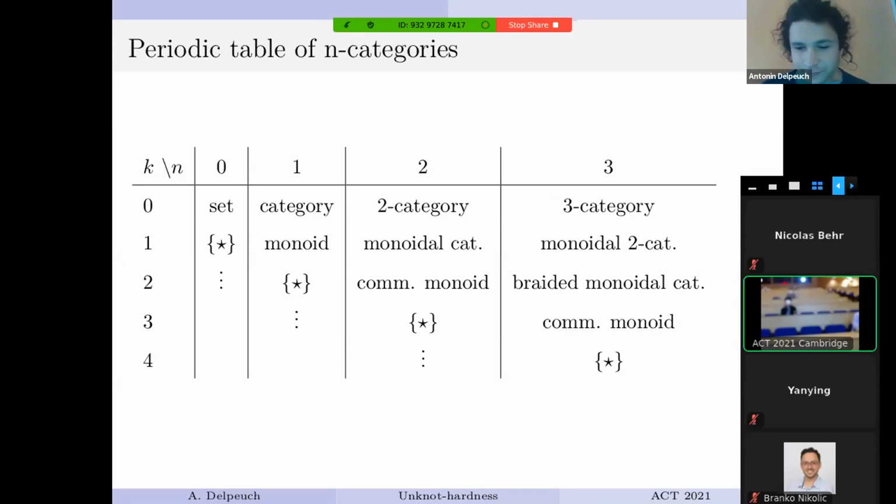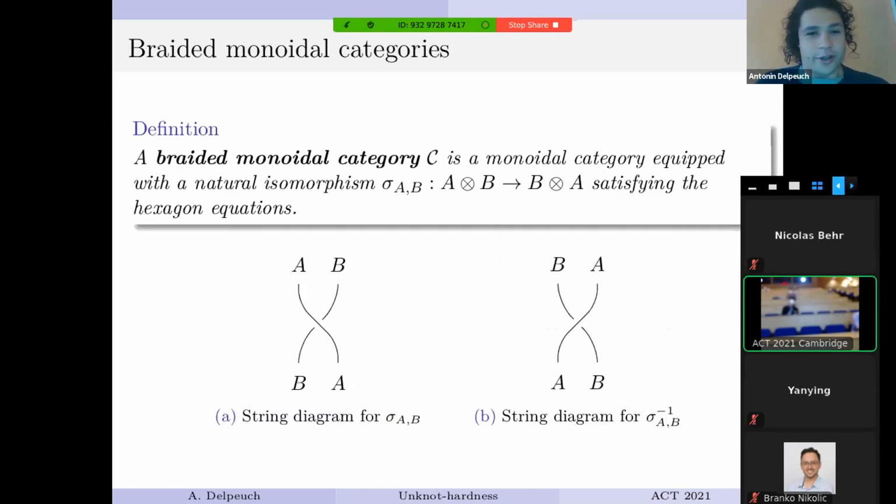So that's the motivation. And now onto the actual problem. So what is a braided monoidal category? It's simply a category that is monoidal and has a braid. A braid is just like a swap, except that it's not equal to its inverse. So that's why we draw two different string diagrams for the braid and its inverse. And the overcrossing or undercrossing tells you which one we're drawing.